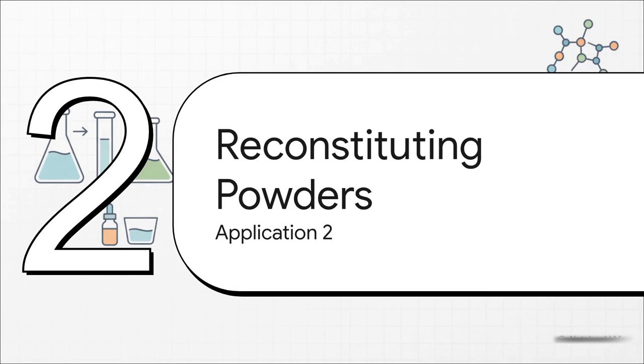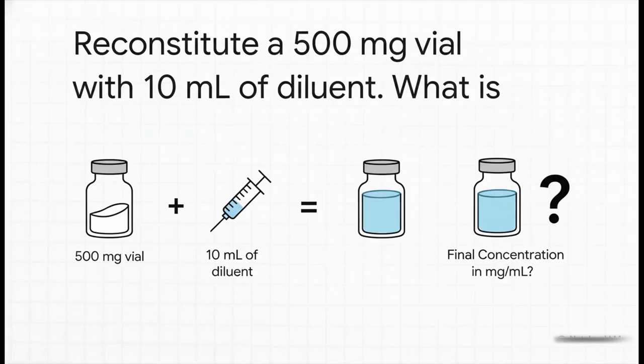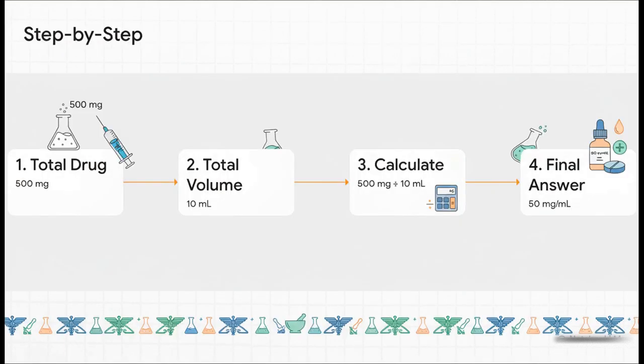Okay, let's level up to our next application. We're talking about reconstituting powders now. This is a super common task for a pharmacy tech, especially when you're dealing with things like antibiotics that come in a powdered form. So picture this. You've got a small vial, and inside is 500 milligrams of a dry powdered drug. Your task is to add 10 milliliters of sterile water to it. The question is pretty straightforward. Once you mix it, what's the final concentration? Guess what? This is actually even easier than the last problem.